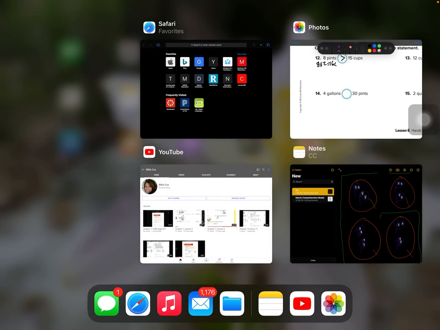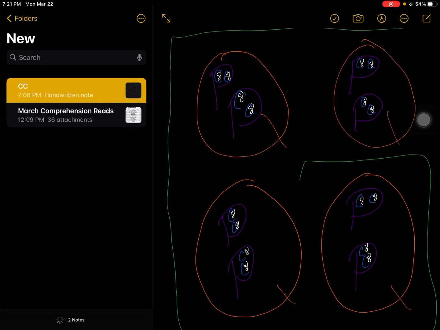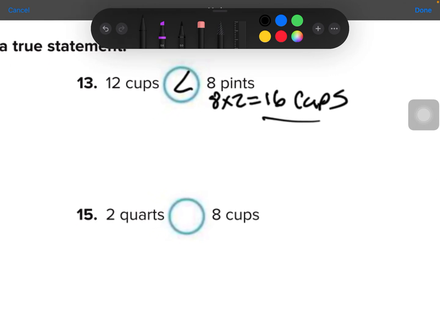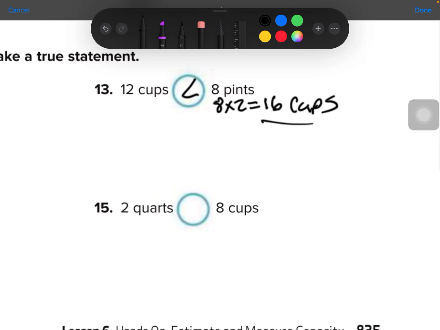All right, now I've got gallons versus pints. Let's go over to our poster. Here's our G poster, and I can see that there are 30, let's see, how many pints are there? 1, 2, 3, 4, 5, 6, 7, 8. There's 8 for 1 gallon. All right, so if there's 8 for 1 gallon, 8 times 4 equals 32 pints. I can see 32 is greater than 30, so that sign is going to go that direction.